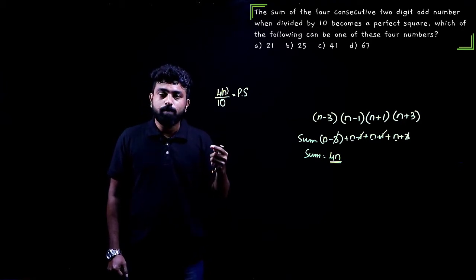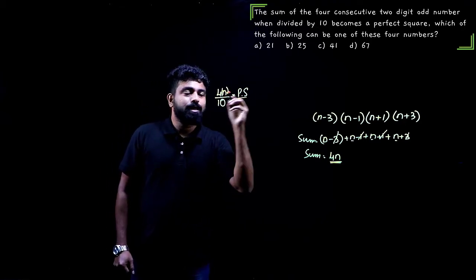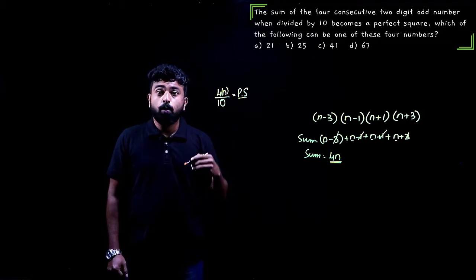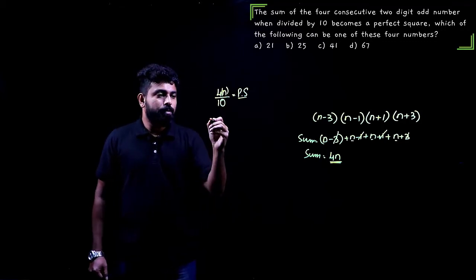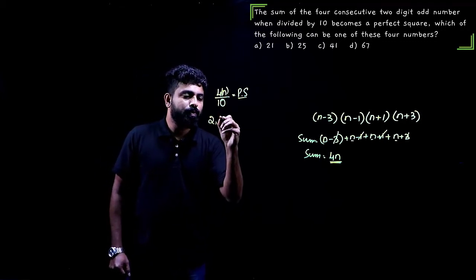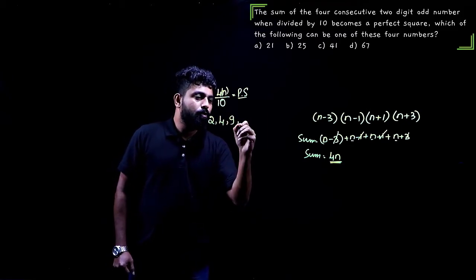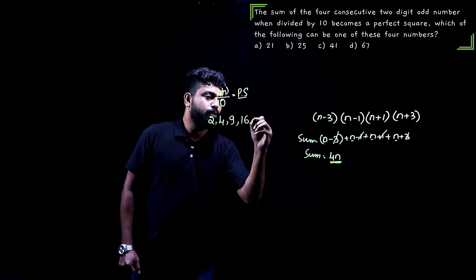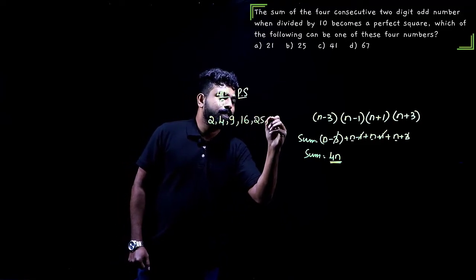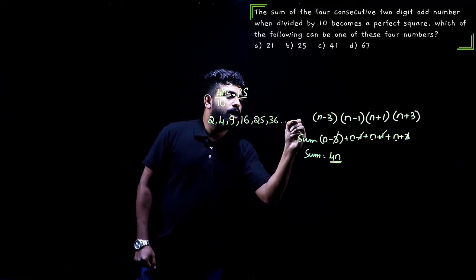Instead, what can I do? I can take perfect squares. I can substitute for perfect squares. Which are the perfect squares? The perfect squares are 2 square which is 4, 3 square which is 9, 4 square which is 16, 5 square which is 25, 6 square which is 36 and so on.